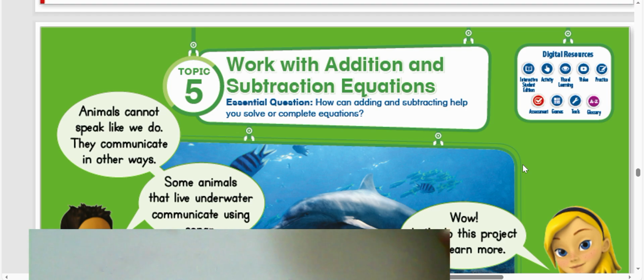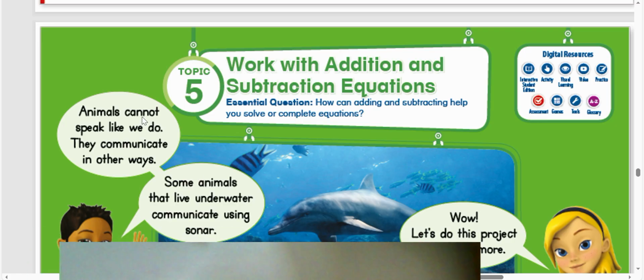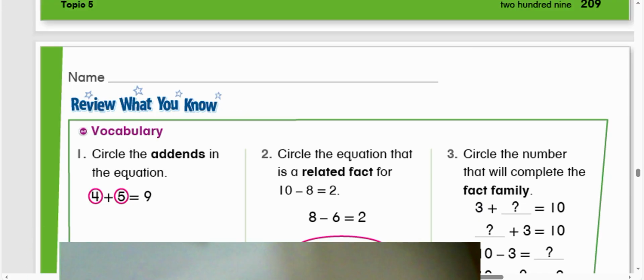Today we'll explain topic number 5 from Revision Maths, working with addition and subtraction equations. Lesson number 1, after this revision.